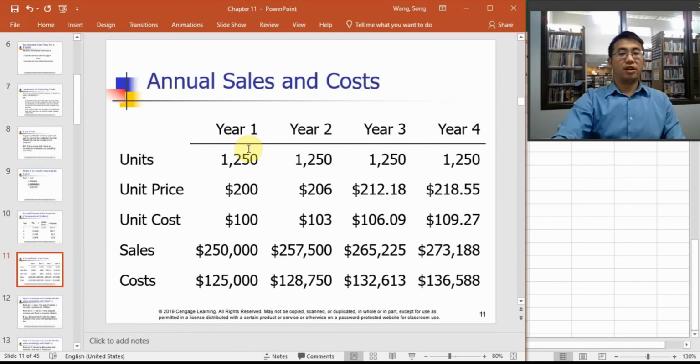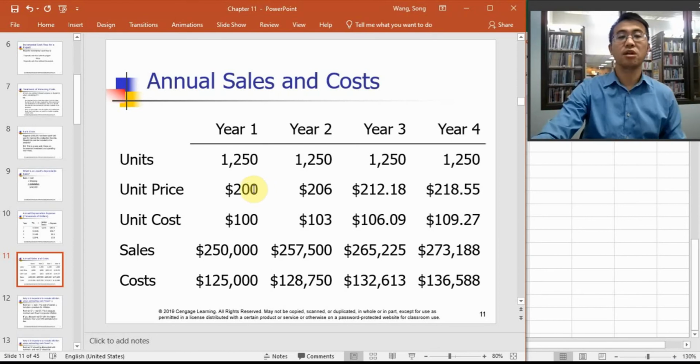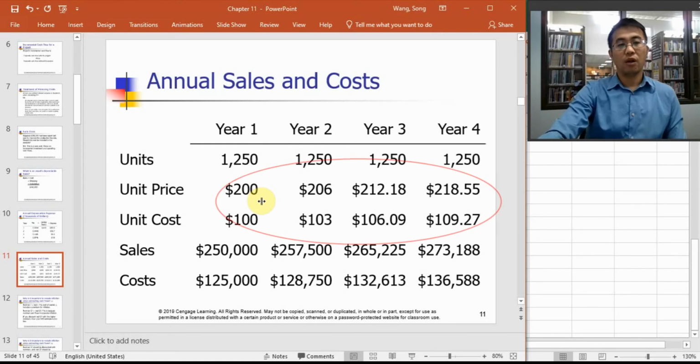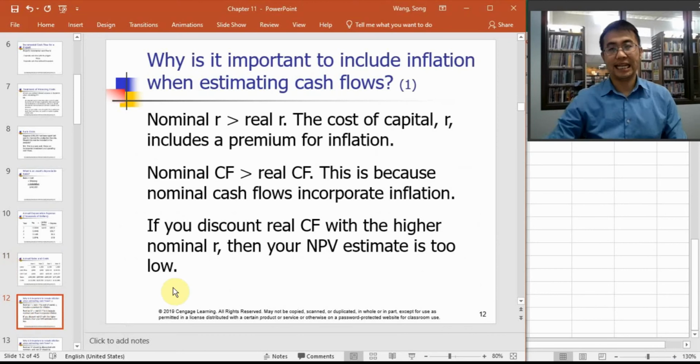And the units for year 1 all the way to year 4 will stay the same, but the price increases with inflation, as well as the cost. The inflation amount is 3%, as we mentioned earlier. So do we need to consider the inflation? Definitely yes. When the price increases, that would affect your revenue. It would also affect your cost of goods sold.